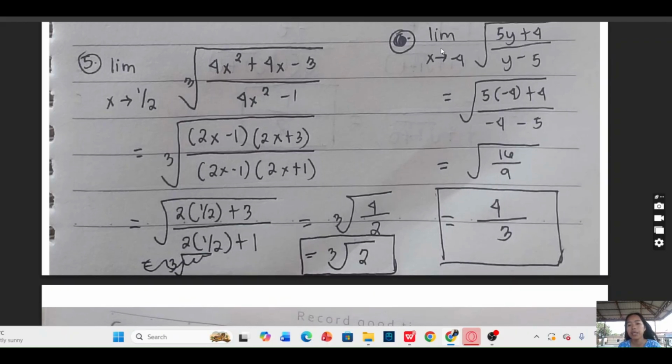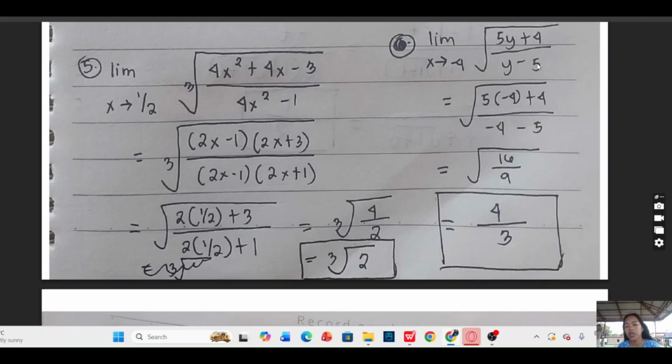our number 6 is the limit of the square root of 5y plus 4 over y minus 5 as x approaches negative 4. As you can see, that cannot be expressed into another form as what we did in number 5. So we're just going to substitute negative 4. The x will be substituted by negative 4. So our expression now would be the square root of 5 times negative 4 plus 4 over negative 4 minus 5.